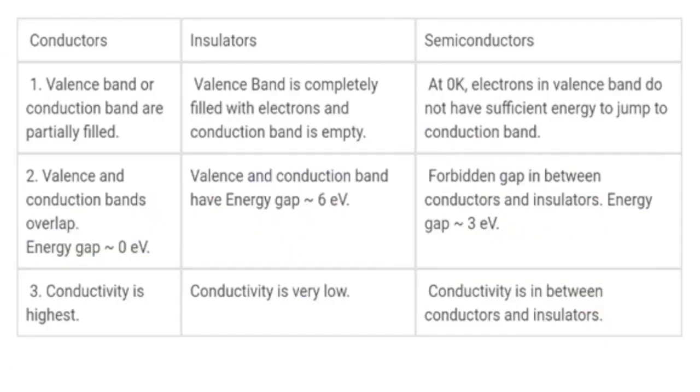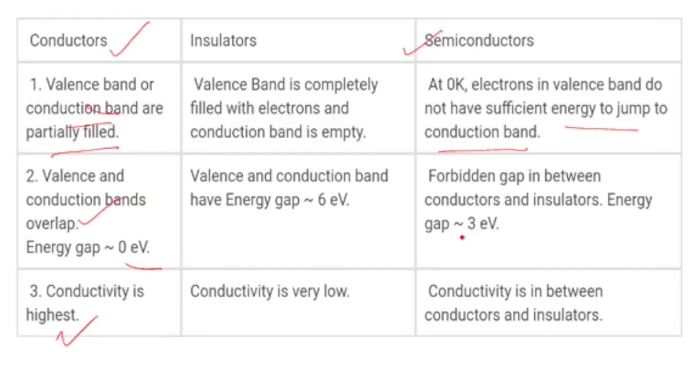After this, there is a difference between conductor, insulator and semiconductors on the basis of the energy band diagram. Here in case of conductors, valence and conduction bands overlap, the energy gap is 0, and it has very high conductivity. Valence band and conduction band are partially filled. In case of semiconductors, at 0, electrons in the valence band do not have sufficient energy to jump to the conduction band, so it behaves like an insulator at 0 degree Kelvin.